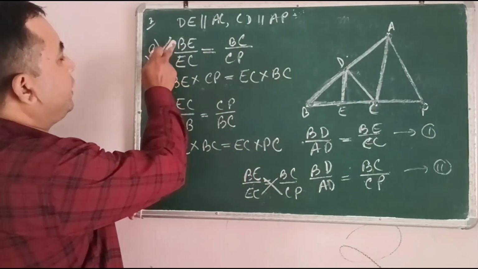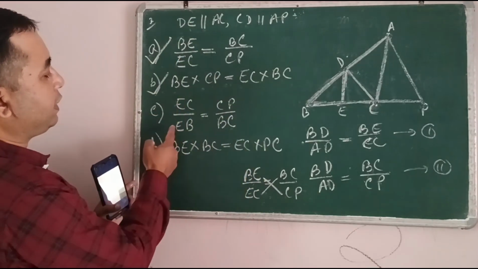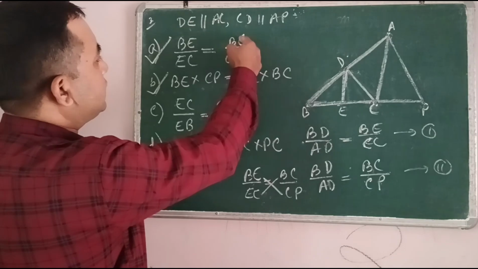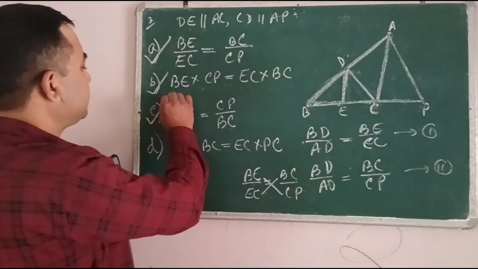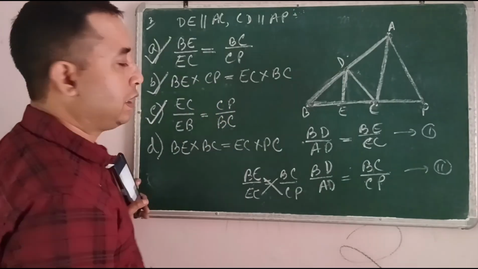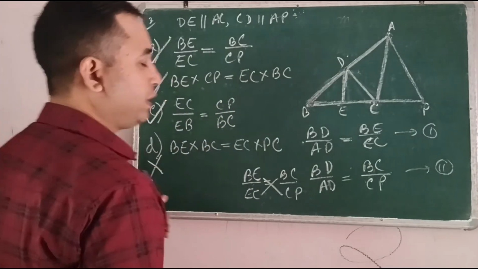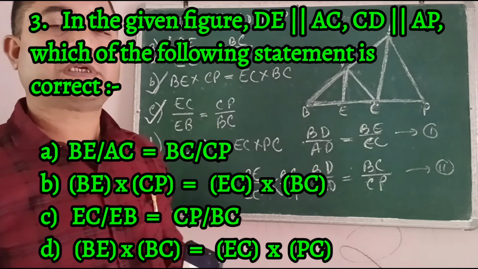See, BE by EC, just alter it: EC by BE. EB or BE, same thing. BC by CP, alter it: CP by BC. It means this option C is also developed from this one only, just altering the fractions. Then obviously this must be the wrong statement. So here the answer is D, the wrong statement.